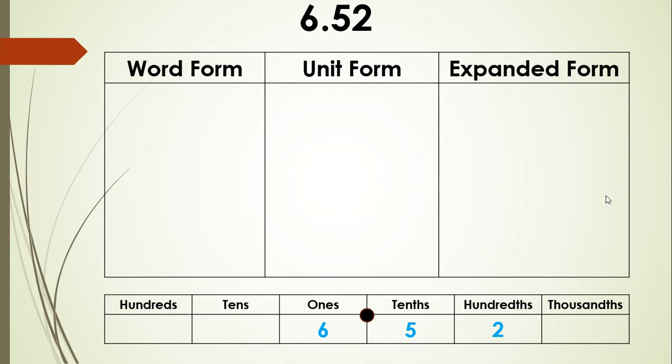We'll start by writing this in word form, which is just how we would say it out loud. 6 and 52 hundredths. As a reminder, and is the word we use to represent the decimal point.